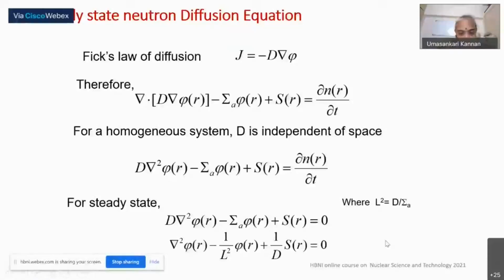I hope this is quite comprehensible. This is not very difficult. We started with a simple definition of production and loss, what is happening in a chain reacting system or a volume. Then we tried to derive the different components of the production and the loss. And finally, we have ended up with this equation.